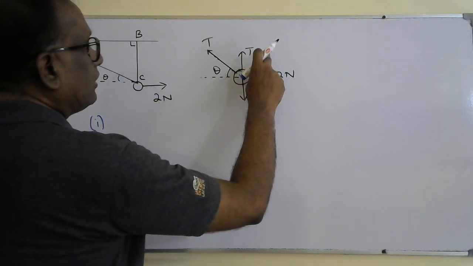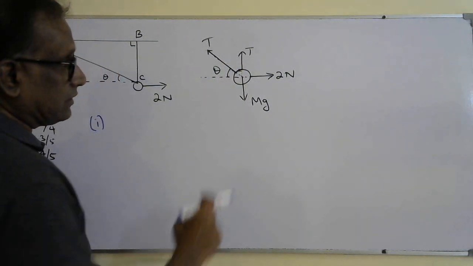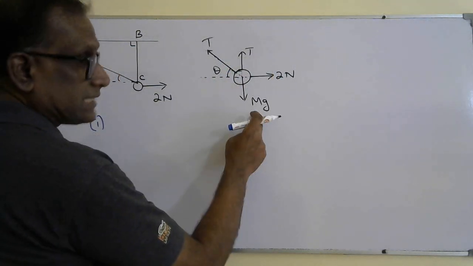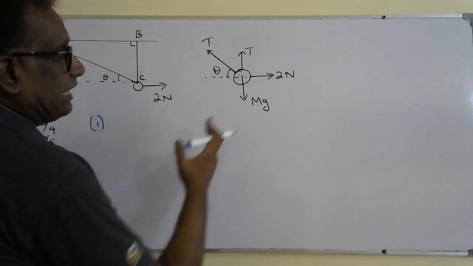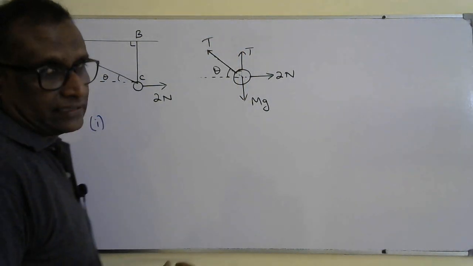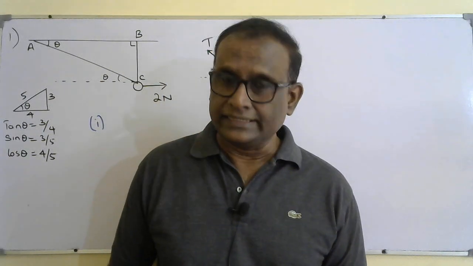If I resolve the forces vertically, there will be 2 unknowns in my equation. One unknown is T, the other one is M. Both are unknown, so I won't be able to find T if I resolve vertically. That's a technique. You can resolve, but you won't get the answer. So we have to think about techniques.